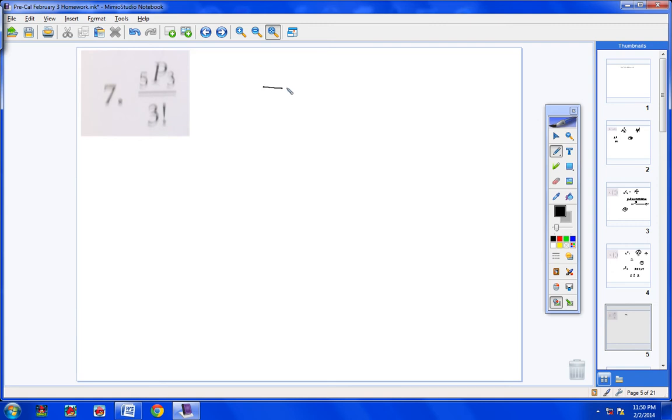So up top we would have 3 blanks, and the first blank I could put a 5. I have 5 options. After I put something in this blank, I then have 4 options, and after I put something in this blank, I then have 3 options. In the denominator, we would have 3 times 2 times 1. All of these are being multiplied up here.